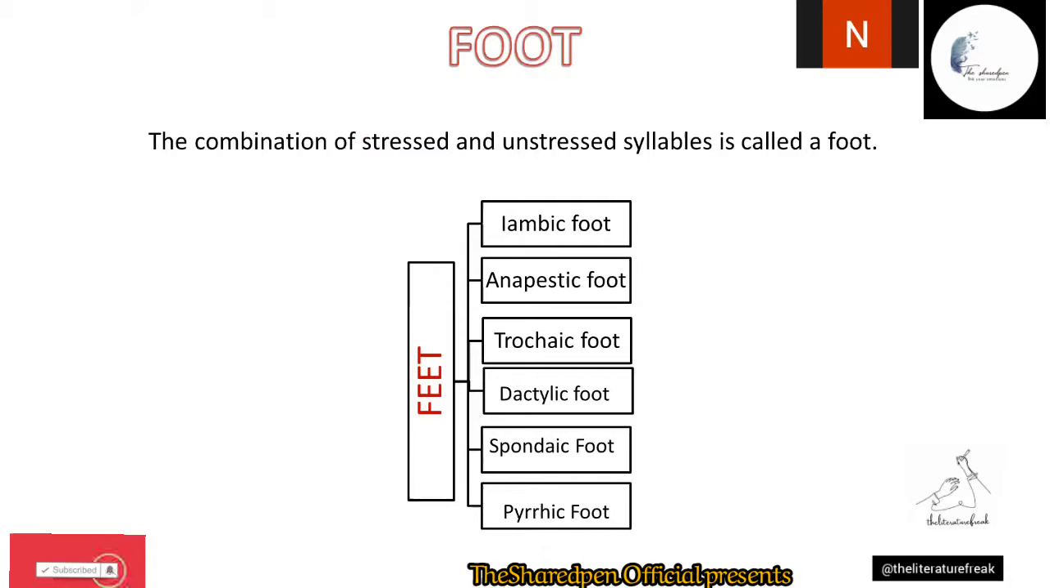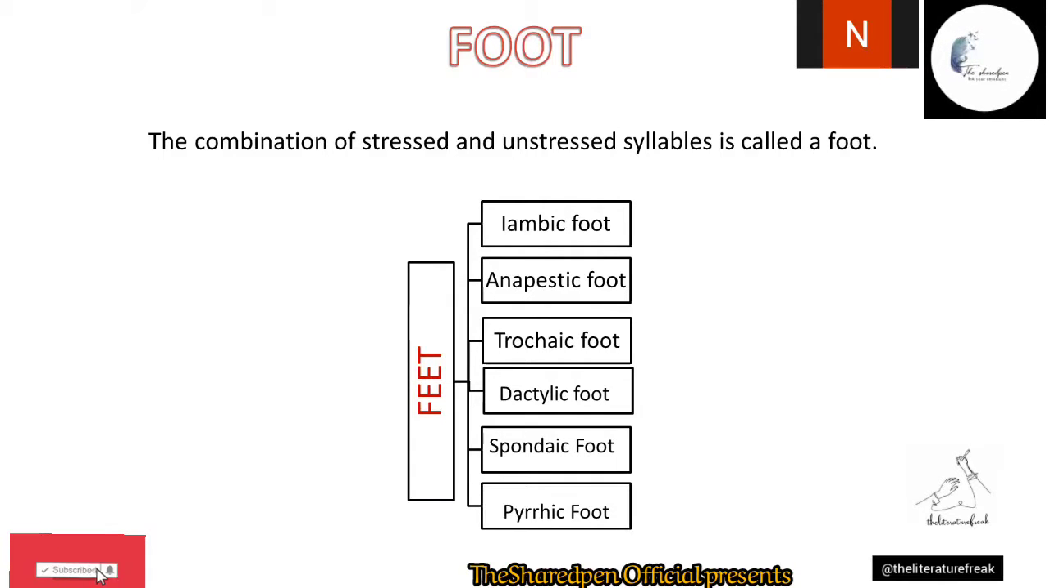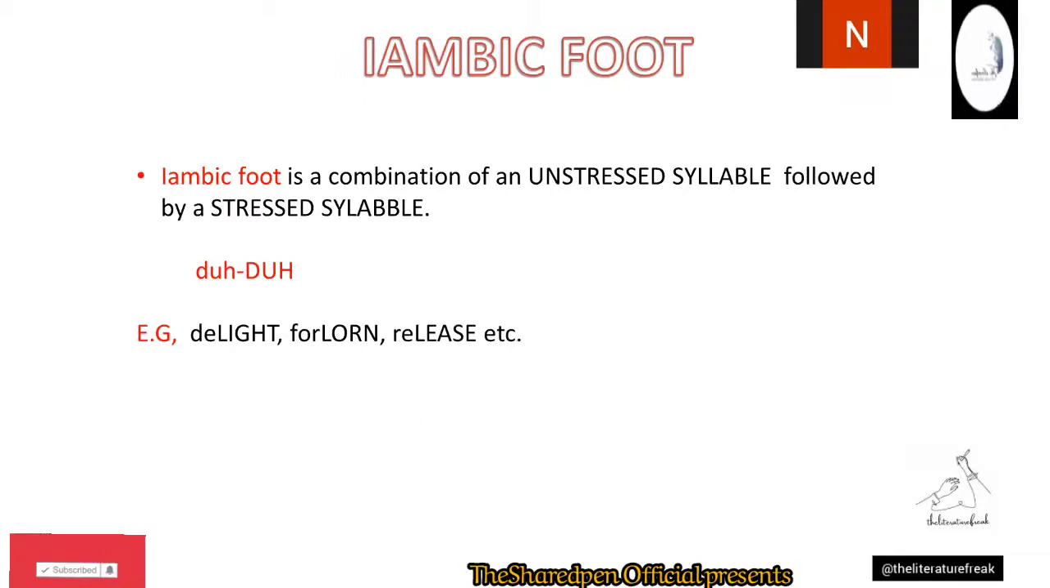Now there's something, a small concept. It's called foot. It looks like a small concept, but it has a base. The combination of stressed and unstressed syllable is called a foot. When we combine a stressed and an unstressed syllable, it is called a foot. And we have six feet in English. One is called iambic foot, another is called anapestic foot, trochaic, dactylic, spondaic, and pyrrhic. I'll explain each, starting with iambic foot.